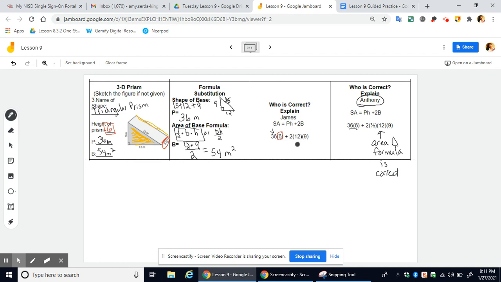So what happened here is, for the area of the triangle, James did not divide by 2, or he did not multiply by 1/2. Both of those would have given you 54 meters squared. So the fact that he did the two bases, but he forgot that he needed to take half of the 12 times 9 like we did here. So therefore, who's correct? Anthony would be correct in this case.